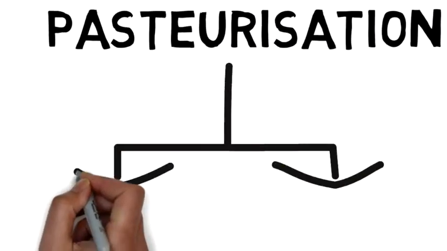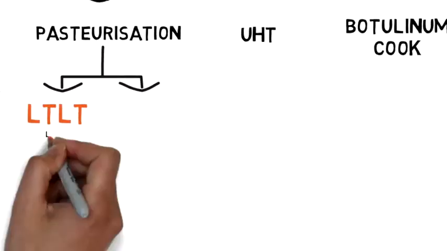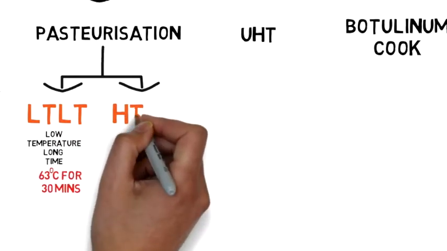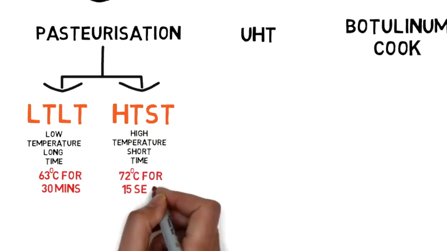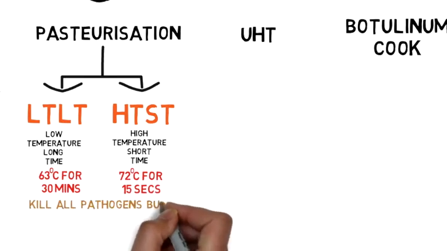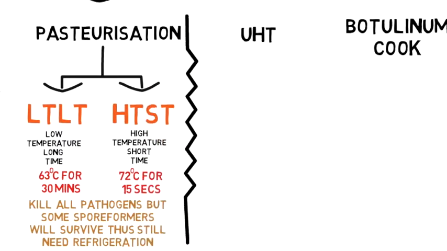In pasteurization, there are 2 main processes, which are LTLT, which stands for low temperature long time, which is 63 degrees Celsius for 30 minutes. And HTST, which is high temperature short time, at 70 degrees Celsius for 15 seconds. Even though the process can kill all pathogens, some spores can still survive, therefore the food still needs refrigeration.